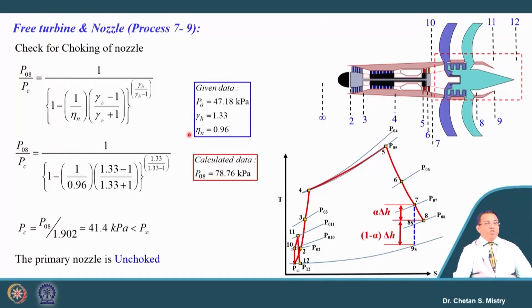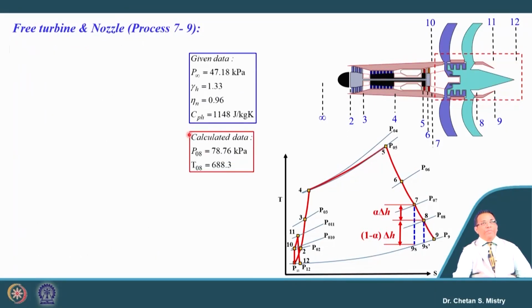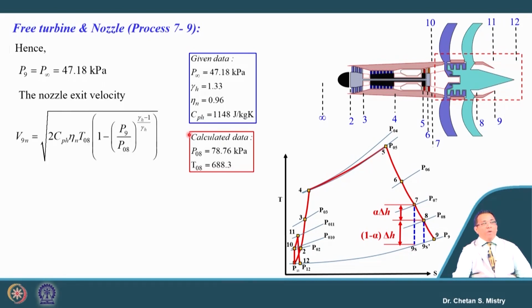If this is an unchoked nozzle, then my outlet pressure will be the atmospheric pressure. In that case, we can put P9 equal to P infinity, which is 47.18 kilopascal. Now, our requirement is to calculate the exit velocity.